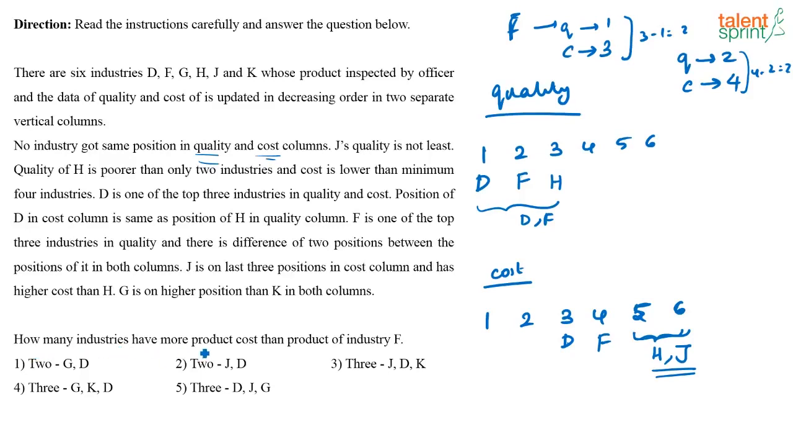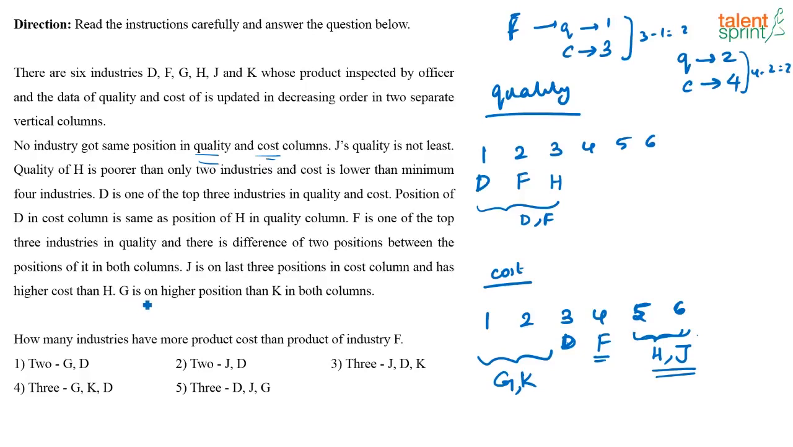How many industries have more product cost than product of industry F? See, industry F is here. After F, you know there is H and J. So obviously what should these 2 positions be? You know D is 3. So the ones that are left are G and what else? K, right? So G and K should be in position 1 or 2. Who comes where? We are not bothered, right?